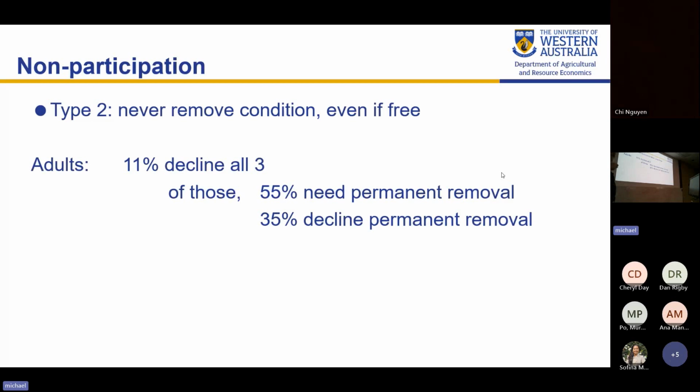And then we went in and said, okay, what would happen if we gave you permanent removal of your condition? 55% needed actually permanent removal. 35% declined permanent removal, as in they just didn't want to get rid of it. And I think the debriefing on those questions were things like, well, I've got used to it. I've learned how to live with not eating dairy, or whatever it might be.